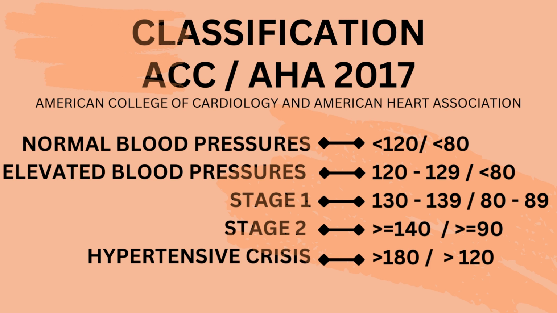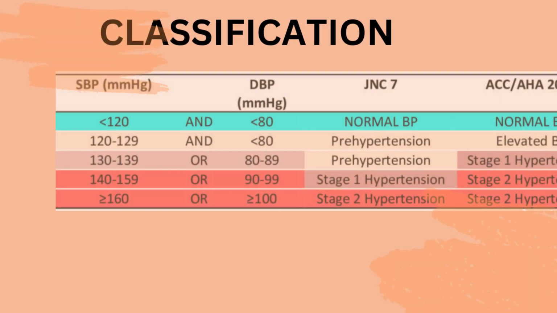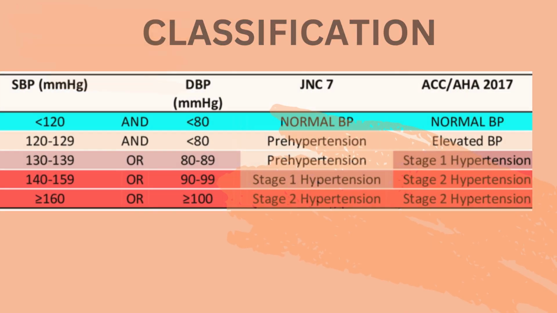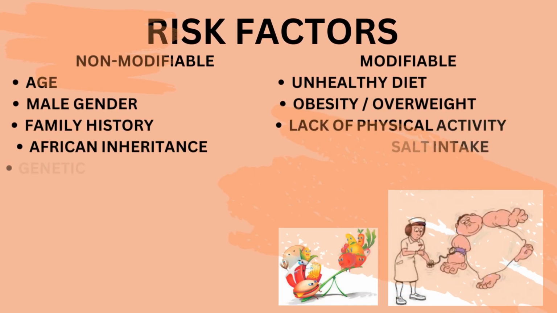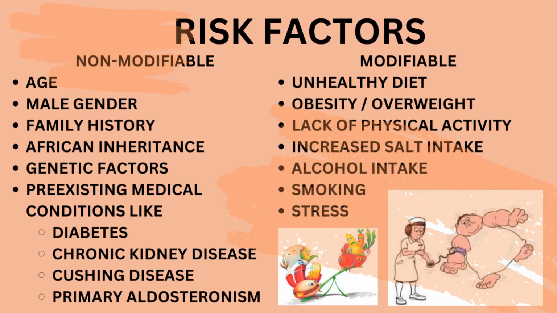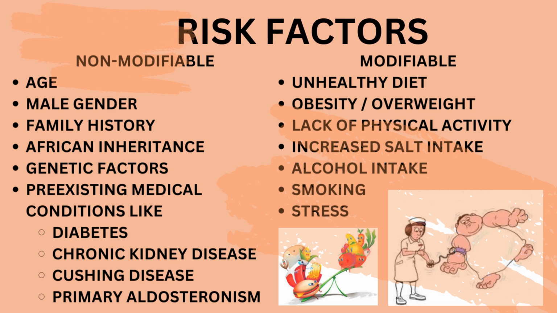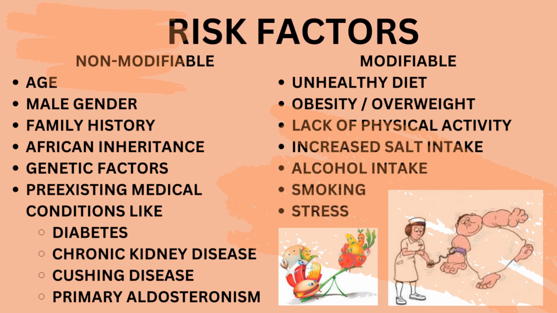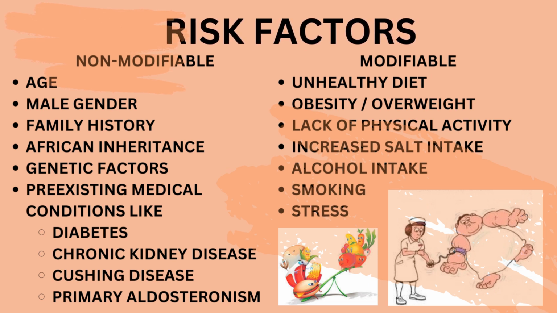Any pressure above 180 systolic and 120 or above diastolic is considered hypertensive crisis, for which immediate consult from a physician should be taken. A person with the following risk factors is at risk of having hypertension. Risk factors are divided in two broad categories: non-modifiable risk factors and modifiable risk factors.